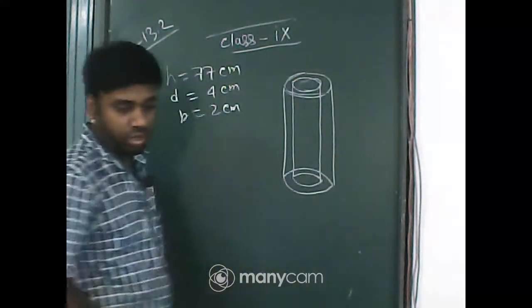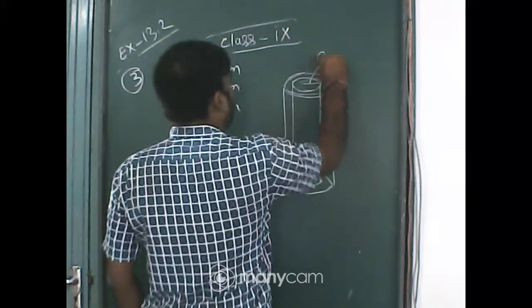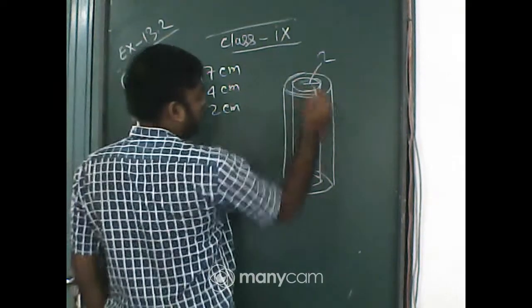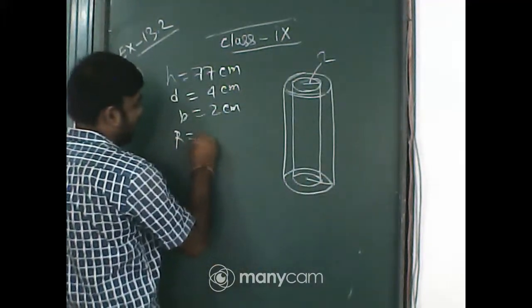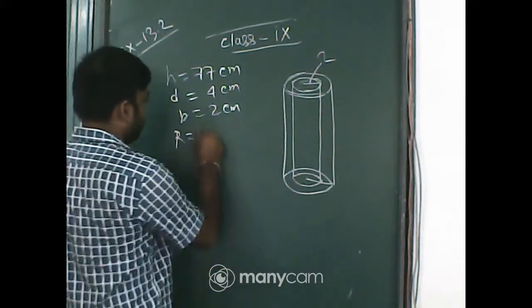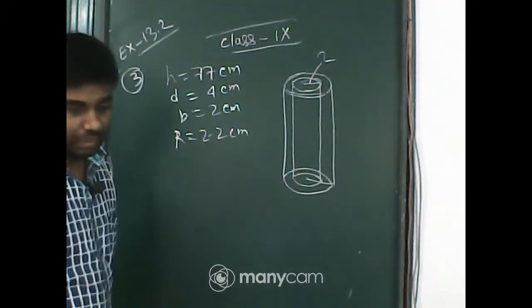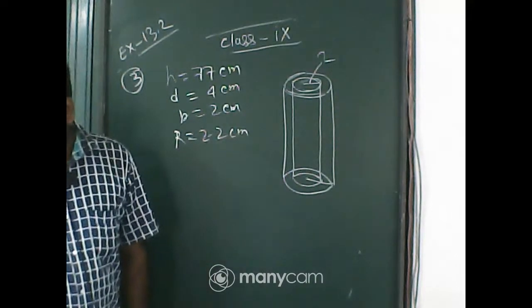Okay. So inner curved surface area, inner diameter, that is 2, and outer means from this to this, that outer surface area equal to 4.4, diameter is 4.4, so it will be 2.2 centimeter. 2.2 centimeter. Okay.